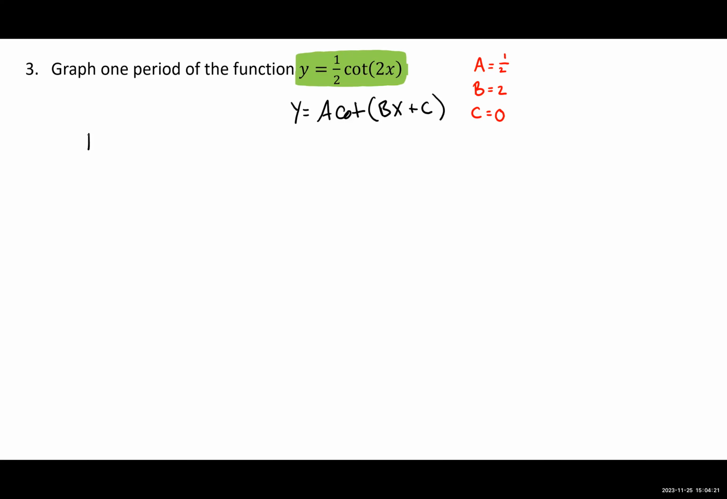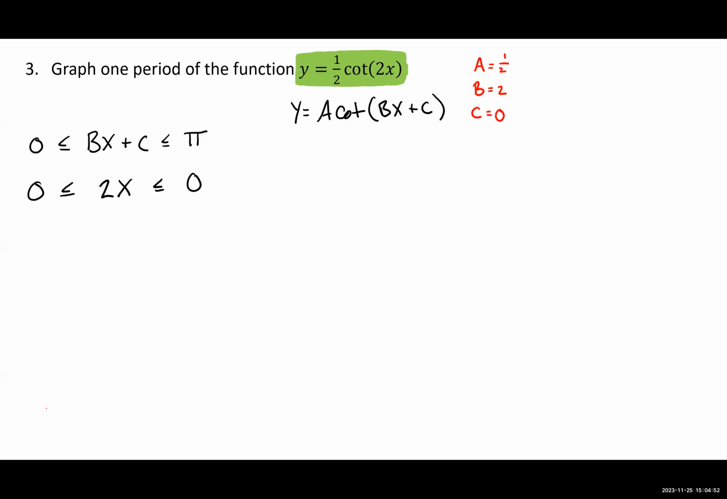So we'll start with bx plus c is between 0 and pi. Now, what is the bx plus c? Again, bx plus c is whatever's in the parentheses in the problem. In this case, it's 1/2 times the cotangent of 2x. So 2x is the bx plus c.